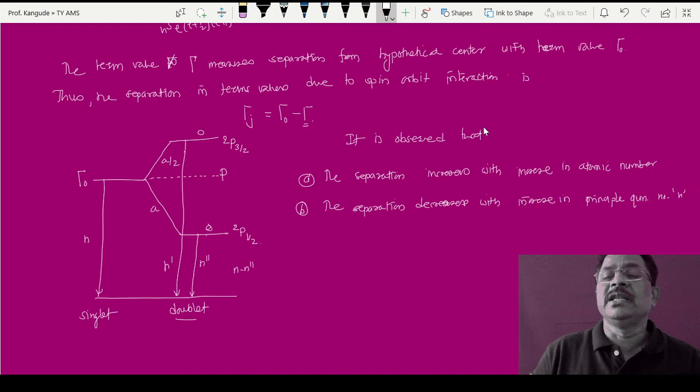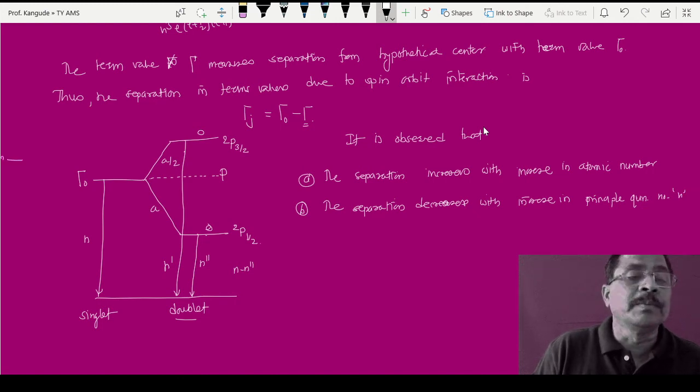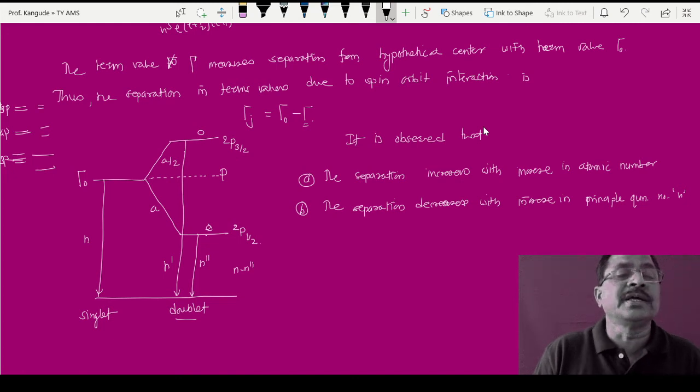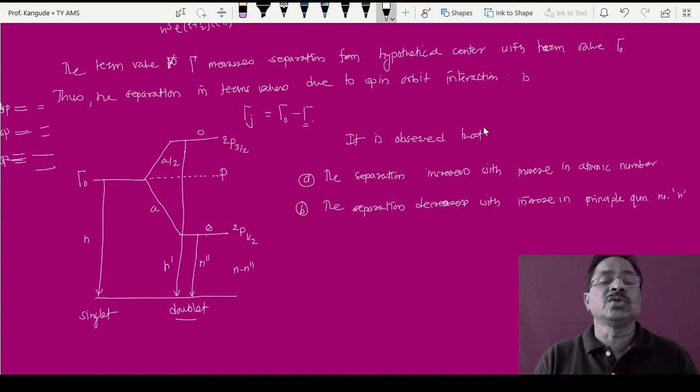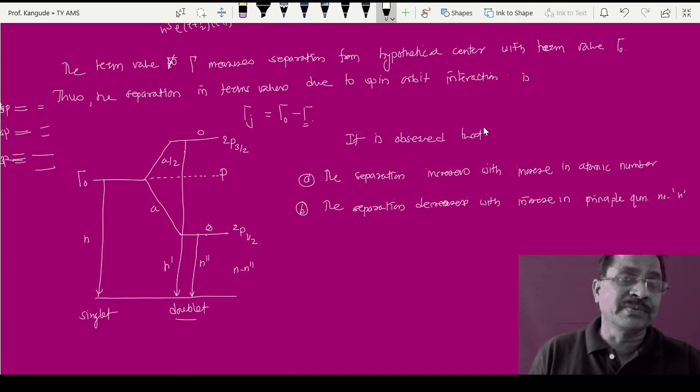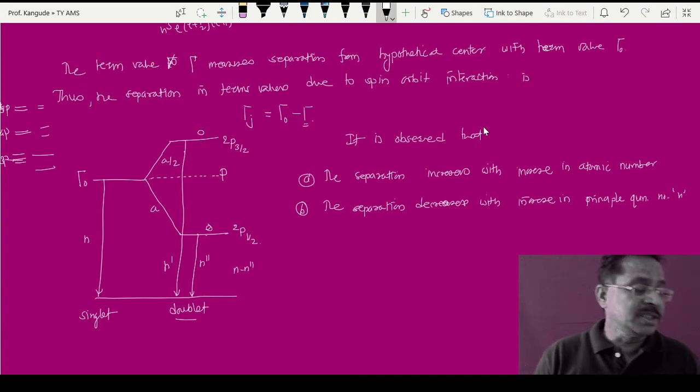So as n increases, that means if I have 3p, then 4p, then 5p energy levels, now here the separation is like this, bigger. When I go for 4p in the same atom, this separation becomes smaller. In the same atom, the separation for the energy level 5p will be smaller still. So as we increase n, the principal quantum number, 3, 4, 5 etc., this separation goes on decreasing. As we go across different elements, as the atomic number goes on increasing, the separation goes on increasing.